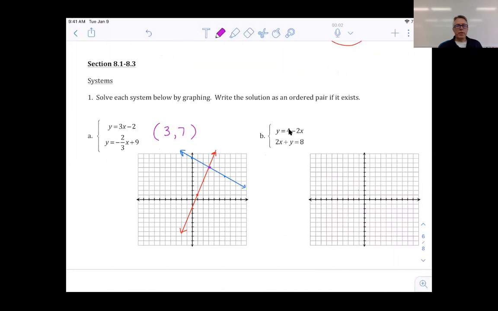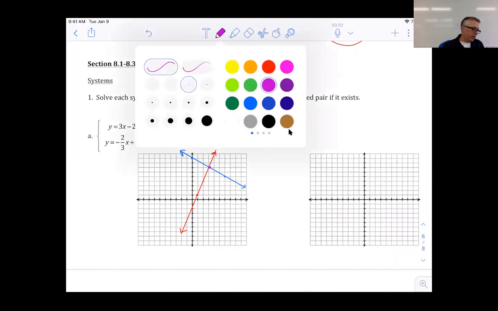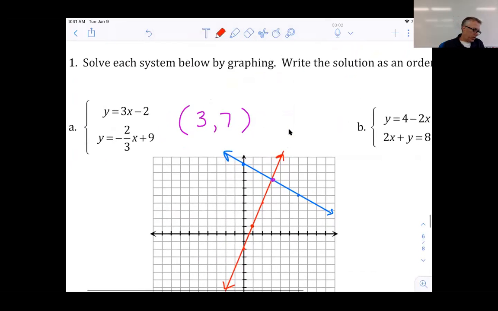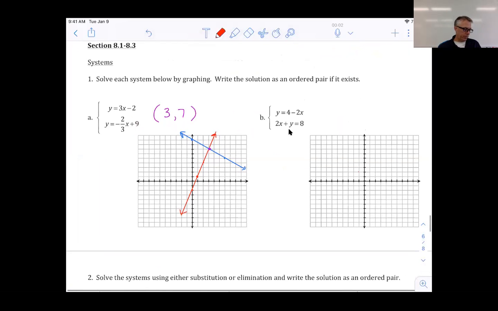You can always check that by plugging the numbers back in. 3 times 3 is 9, minus 2 is 7. It works in the first one. In the second one, if I plug a 3 in there, the 3's cancel, and I get -2 plus 9, which is 7. It works in the second one. That's the magical set, and it's the only one that works for both equations. All right, any questions?